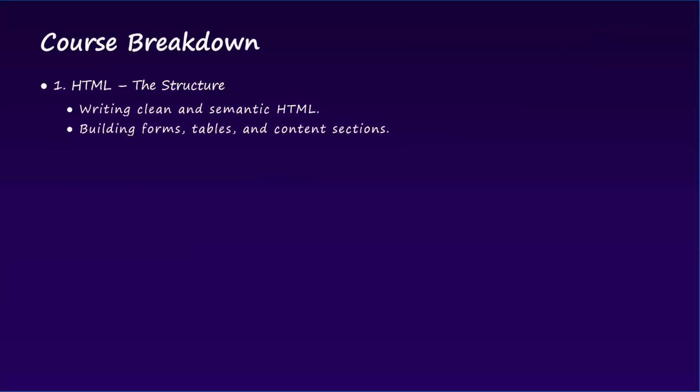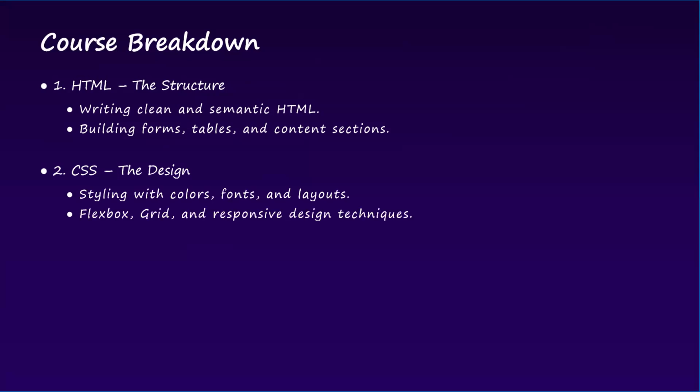I wouldn't want this video to take too long, but I want you to go to the HTML course. You will see the course content. You're going to see all the chapters that are available. Okay, that's what we are going to be learning. So we use HTML to build the structure of our website, our web application. Then we use CSS to do the design to make it look good. So we style with colors, with fonts, and with layouts. And we use flexbox, grid, responsive design techniques. These are the things we are going to be learning.